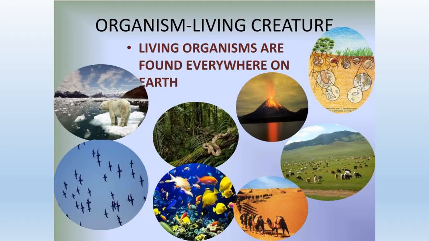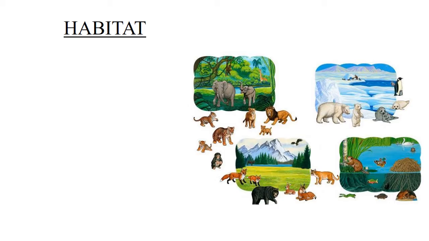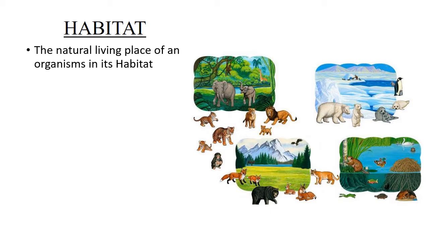Organisms are also called living creatures. Living organisms are found everywhere on earth. Habitat: the natural living place where the organism is found is its habitat. It may be land, water, air, desert or forest.